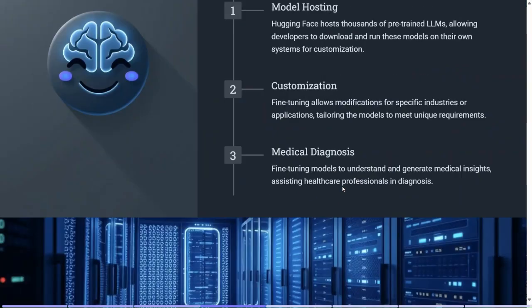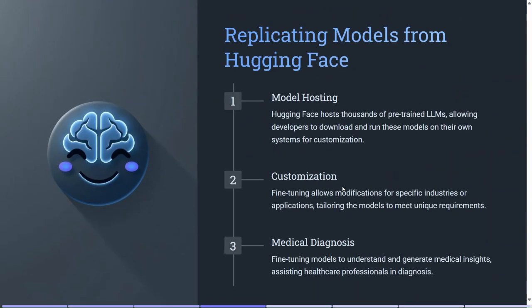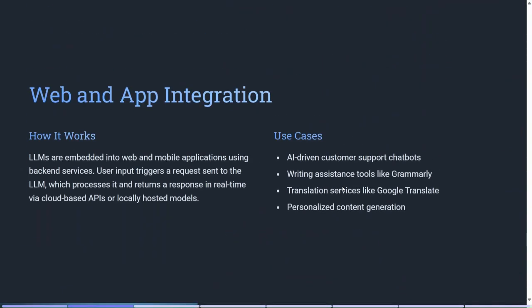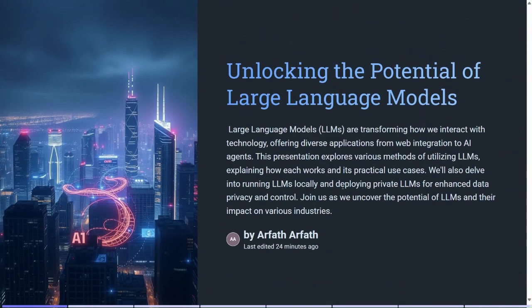The next one is AI agents. AI agents use LLMs to analyze data, make decisions, and automate tasks. They operate independently or interact with the user, performing scheduling, research, or workflow automation.